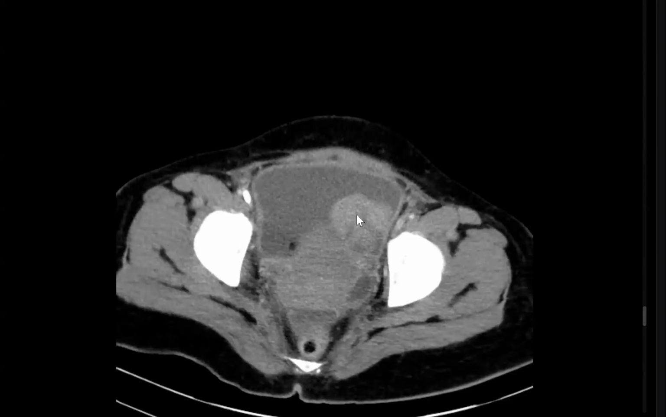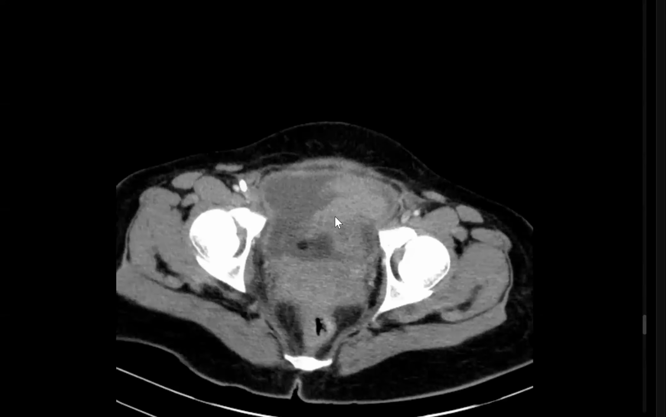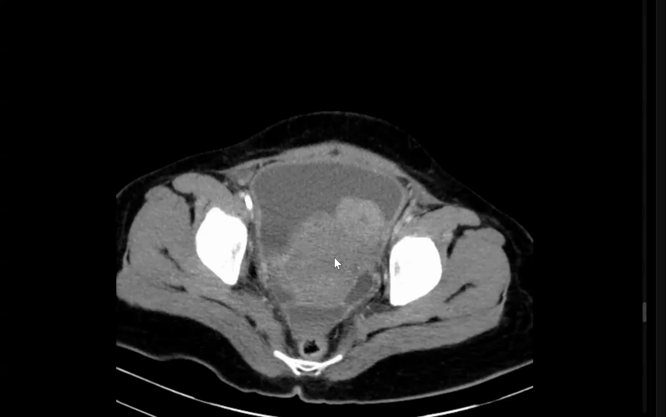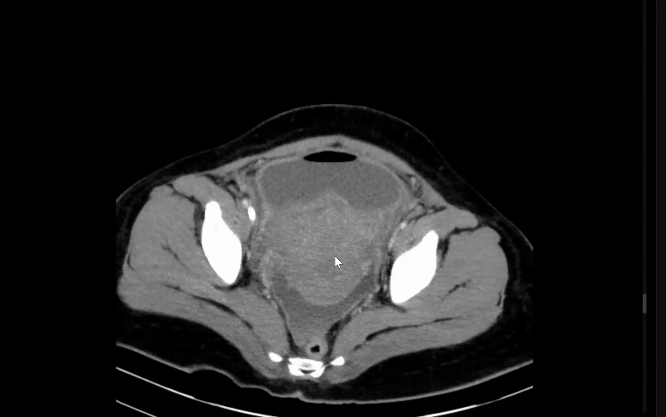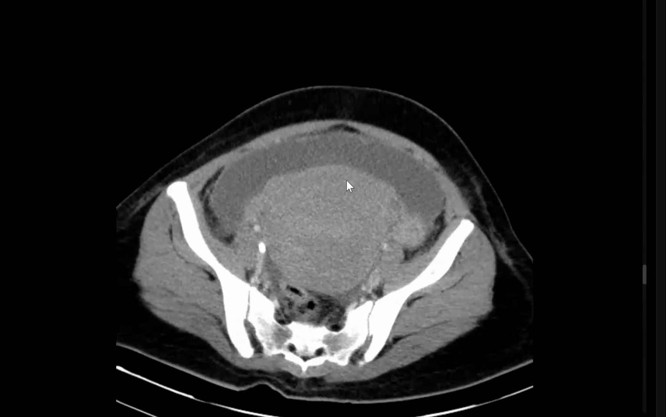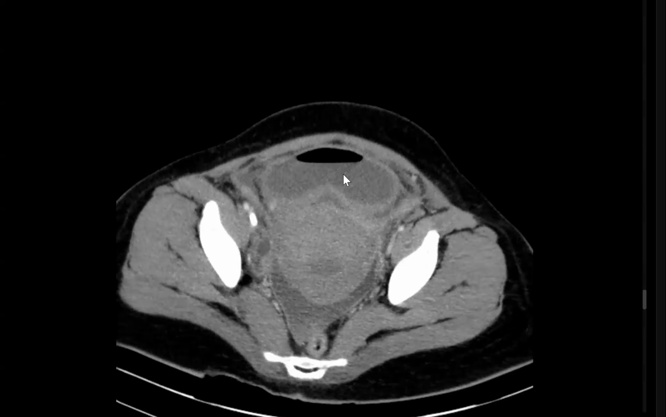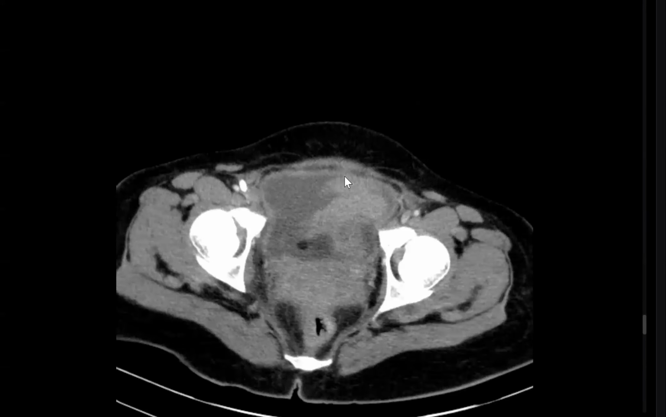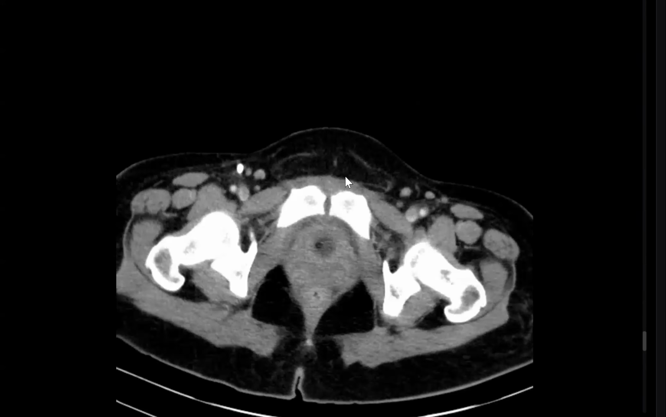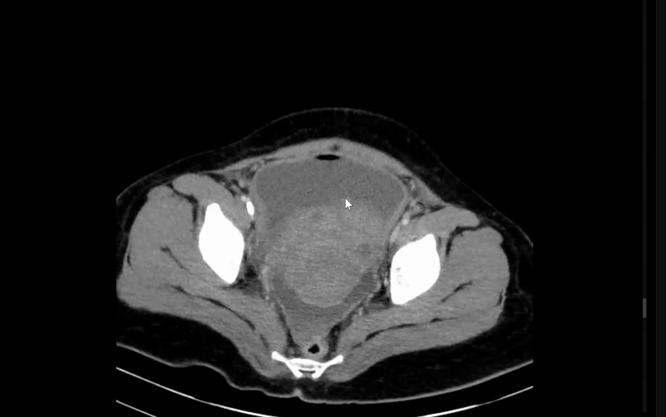There is an air fluid level seen, which is present anteriorly, anterior to the uterus. You can see my cursor? Yes. So I'm trying to rule out what this may represent. It may simply be air in the bladder in a postpartum or post-operative patient.